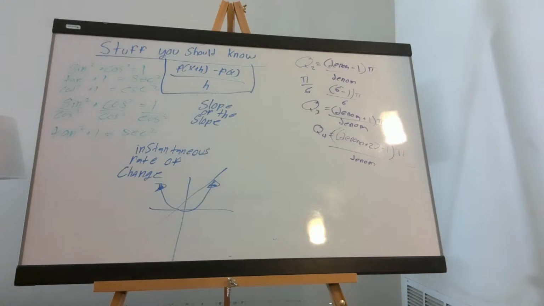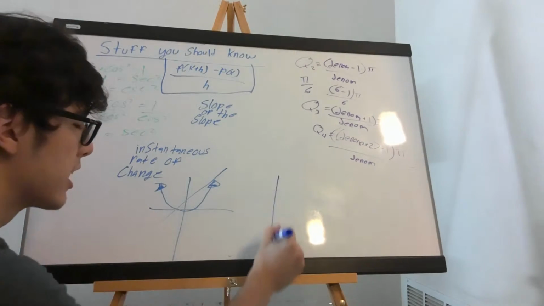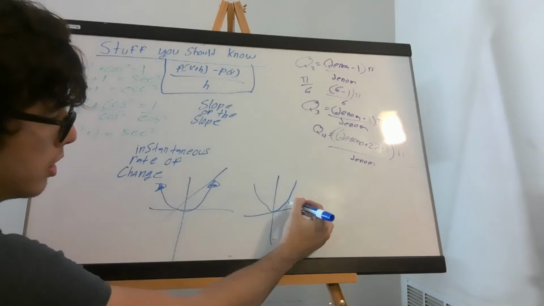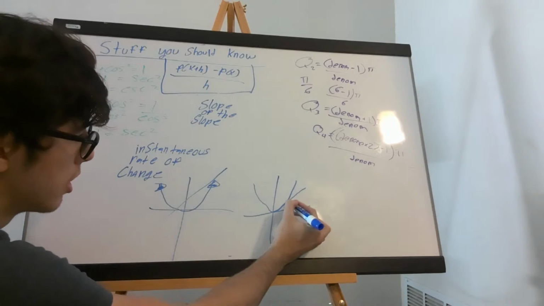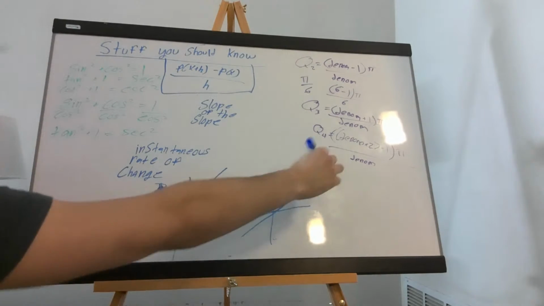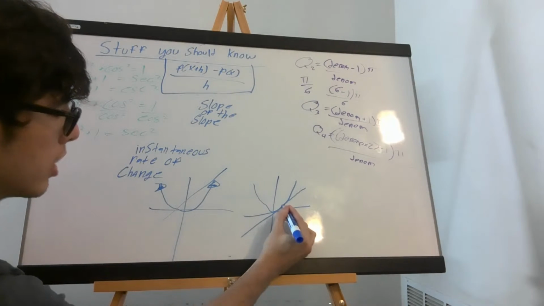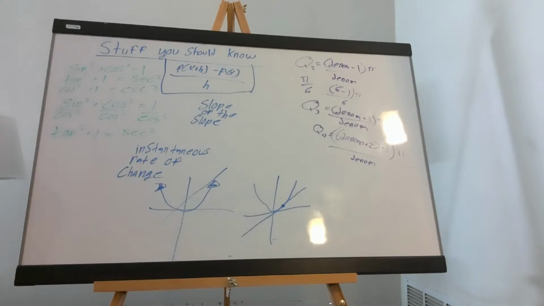But if you're asked to take the derivative at a given point, we'll just say something easy like x equals 1, then pretend that line's straight, but that would be a tangent line that only intersects at x equals 1.